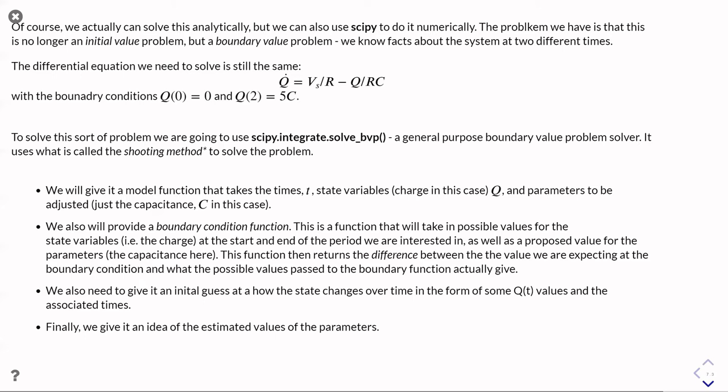So we also need to give it an initial guess about how that state variable changes over time. So we need to give it an initial idea of how the charge is going to vary with time, and obviously also the associated times that we've calculated that initial guess with. And finally, we need to give it our best guess at an optimum value for the parameter. So in other words, we need to give it a guess for what we think the capacitance is likely to be.